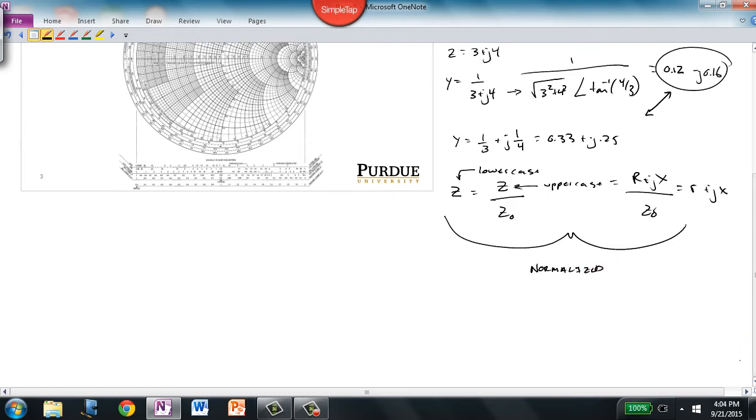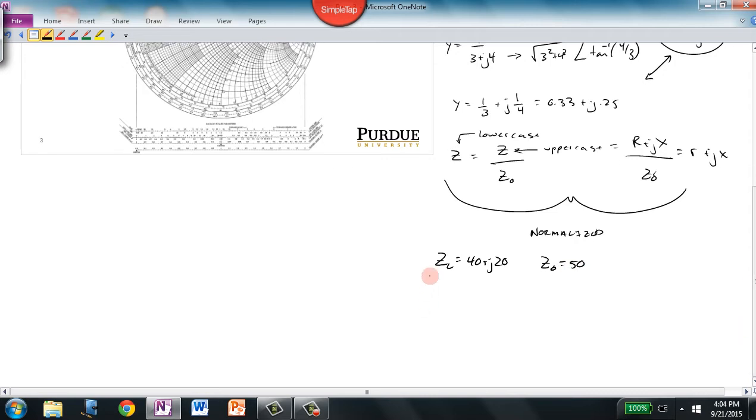So what does this mean in practice? It's actually pretty easy. Let's normalize a ZL of 40 plus J20 to a characteristic impedance of 50 ohms. To do that, all we would do is take ZL divided by Z0. That gives us our lowercase z, our normalized impedance, is whatever impedance we're interested in plotting on the Smith chart divided by the characteristic impedance of the transmission line that we're using. So this is just going to be 40 plus J20 divided by 50.